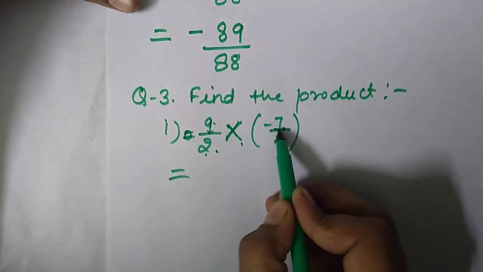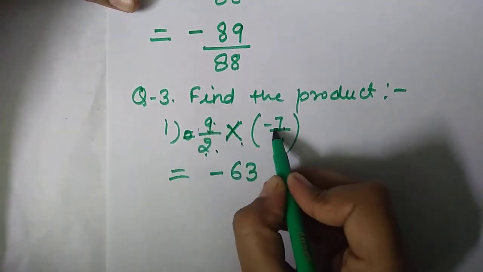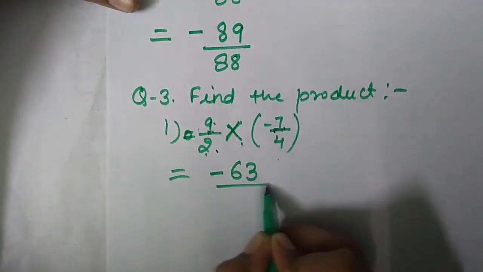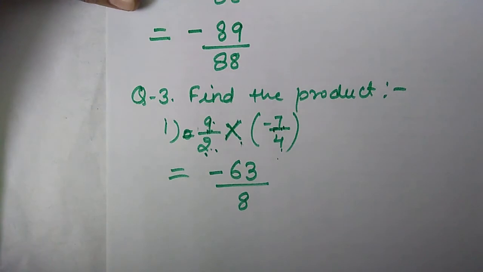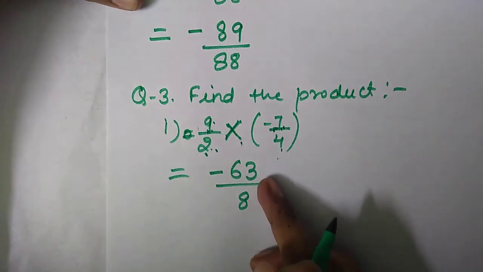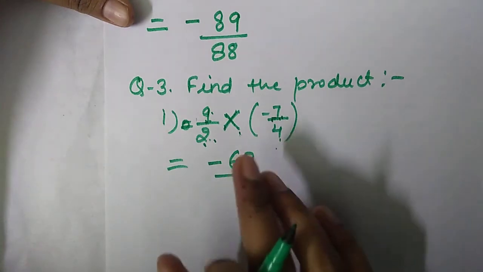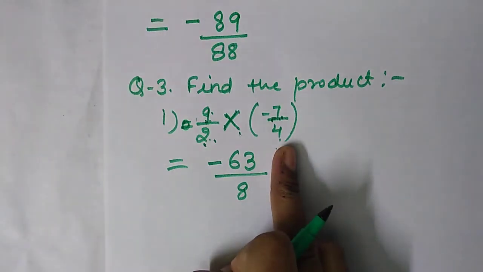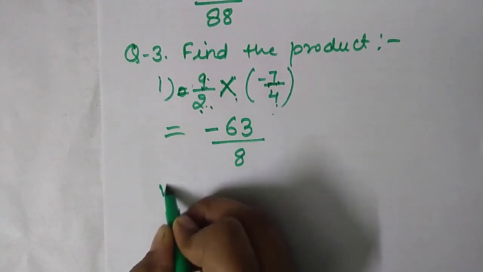So 9 into minus 7 is minus 63. One positive and one negative, when multiplied you will get a negative number, and 9 sevens are 63. Same here for denominators. 2 fours are 8. In multiplication only you have to multiply numerators separately and denominators separately. You will get the answer. So 9 into minus 7 is minus 63, and 2 into 4 is 8. After this, let me explain part 6th.